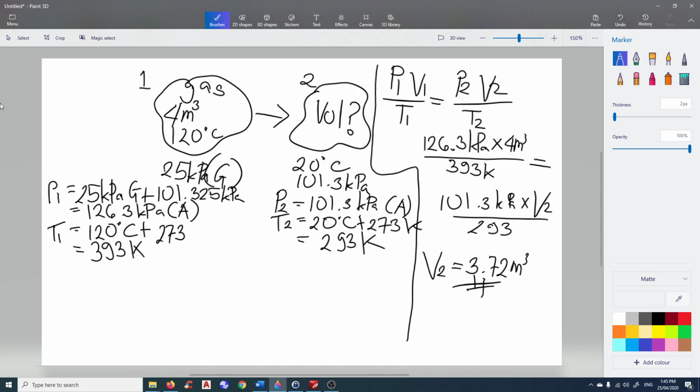Let's have a look at the next example. Let's clear the board.